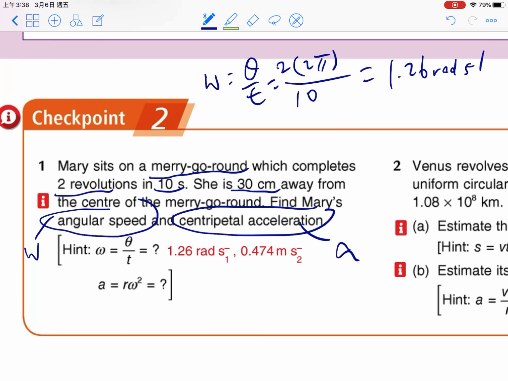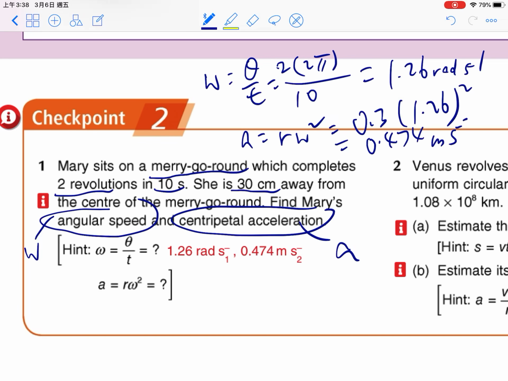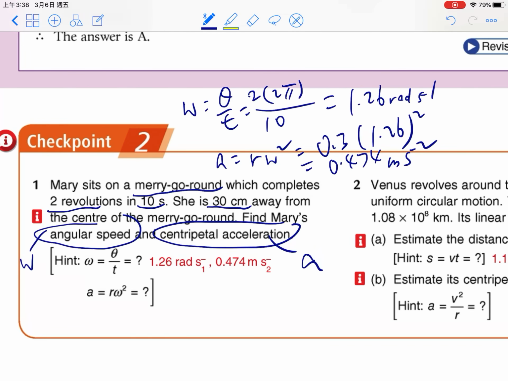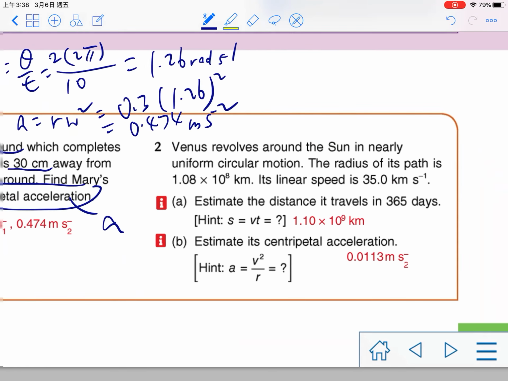For the acceleration, a equals r omega squared. So we get the answer. Don't forget to change to meters, to SI units. So it will be 0.3 times 1.26 squared, which is 0.474 m/s². This is the magnitude of centripetal acceleration, and the direction points towards the center of the circle.